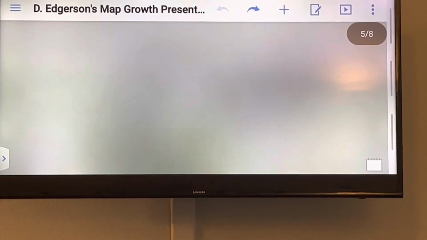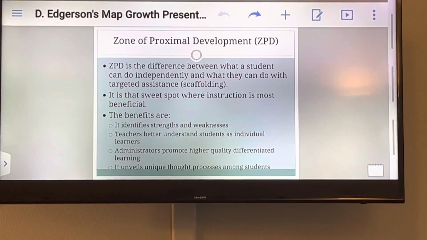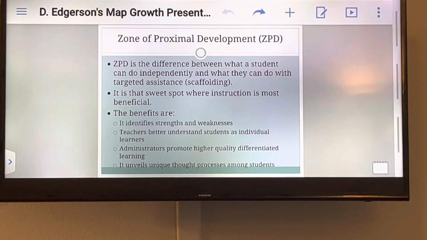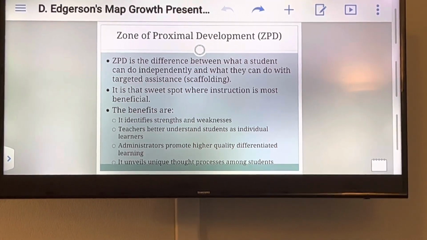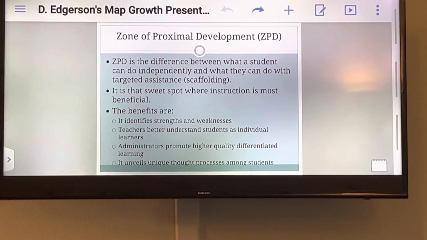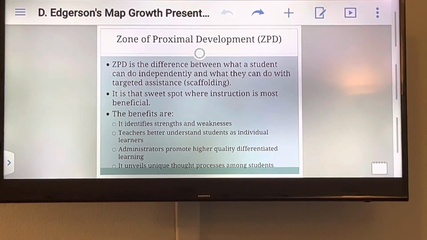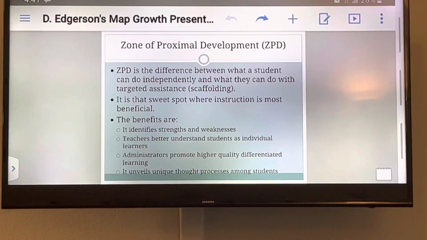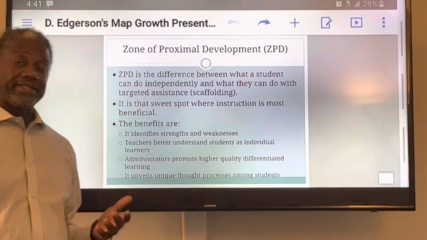Now let's talk about zone of proximal development. Zone of proximal development, or ZPD, is the difference between what a student can do independently and what they can do with targeted assisting or scaffolding. I like to compare it to that sweet spot.